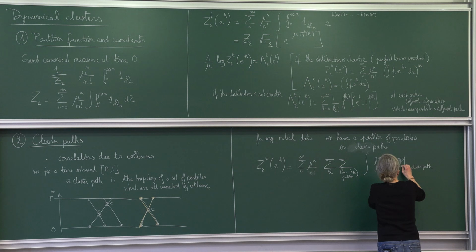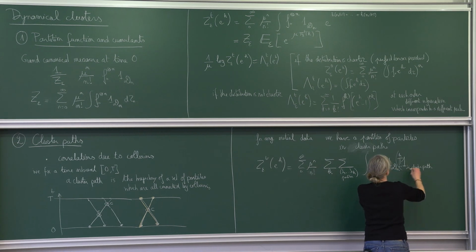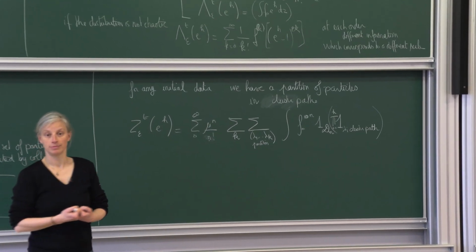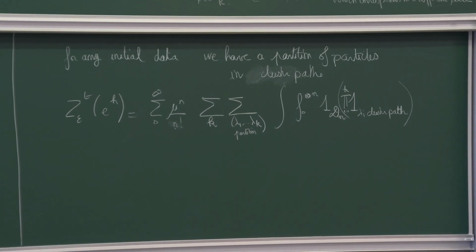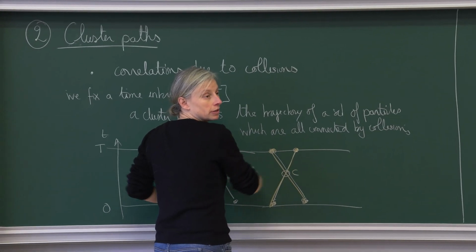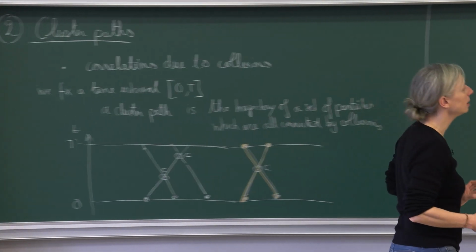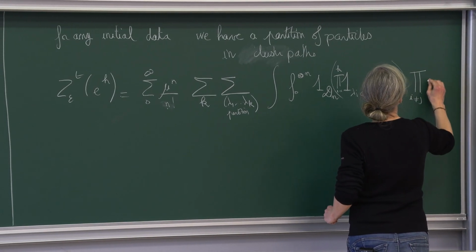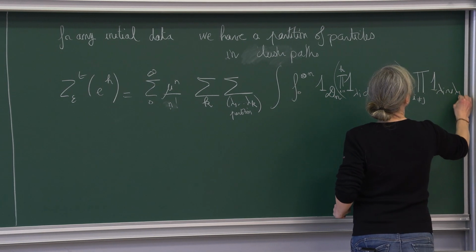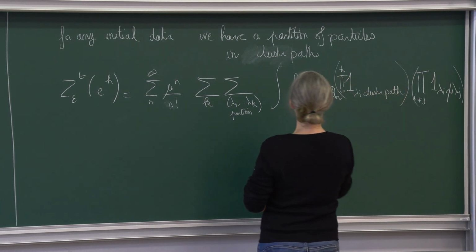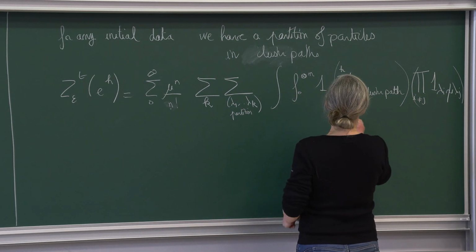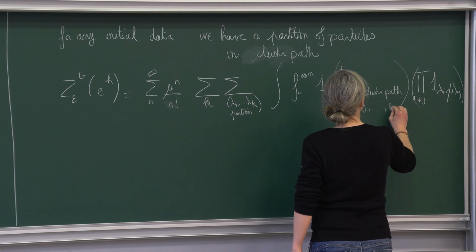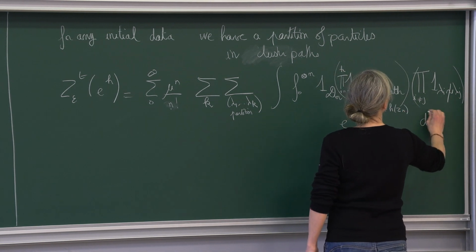A product from i equal 1 to k. And also a product that, of course, two cluster paths should not interact, because then it is not a cluster path. If these two have a collision, then it's not the right partition. So I multiply this by the indicator that for i different from j, lambda i should not collide with lambda j. And then you still have the exponential of h of z1 plus h of zn, and the dzn.